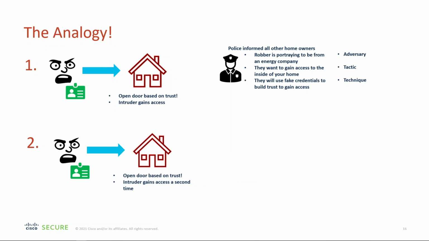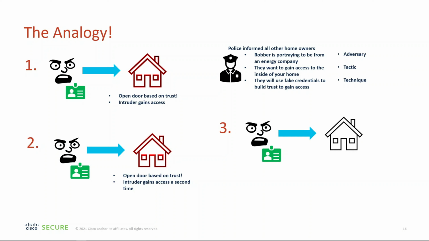If you look at it from a Mitre ATT&CK framework perspective, the robber's the adversary. The tactic being used is to gain access to the home, and the technique is those fake credentials to build trust enough for you to open the door so they can access the residence. And now they start educating the community. So now this happens in another neighborhood. The adversary knocks on the door. Everything looks legit. They look through the window.